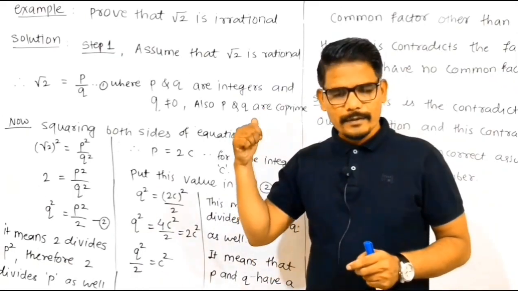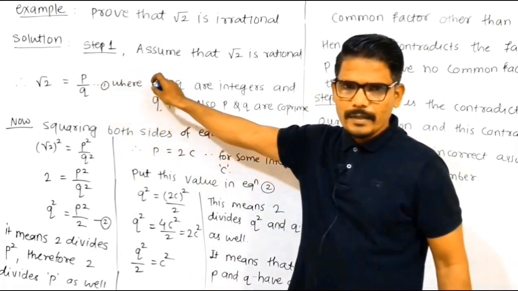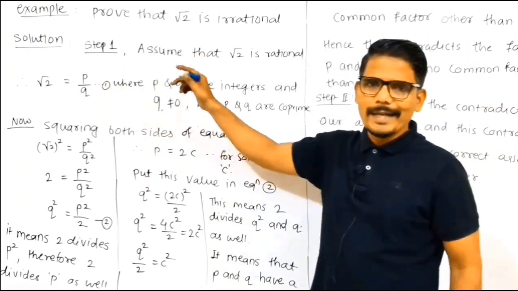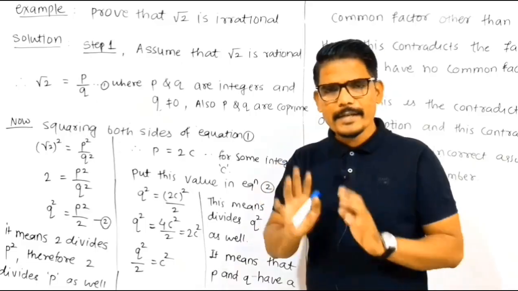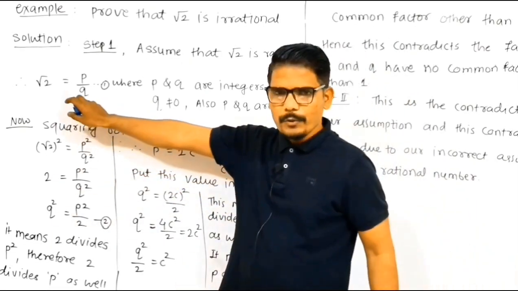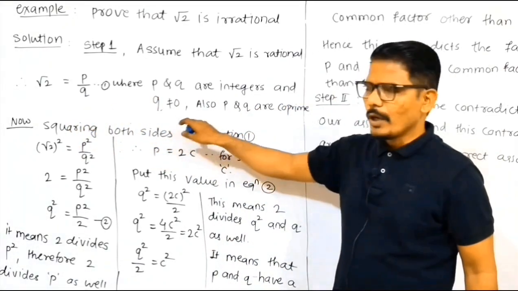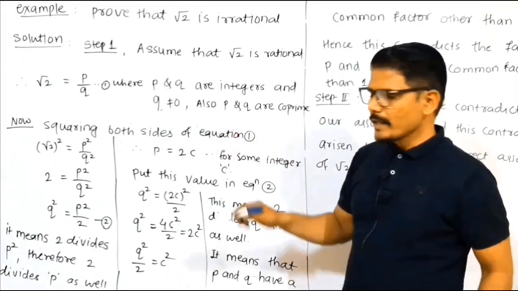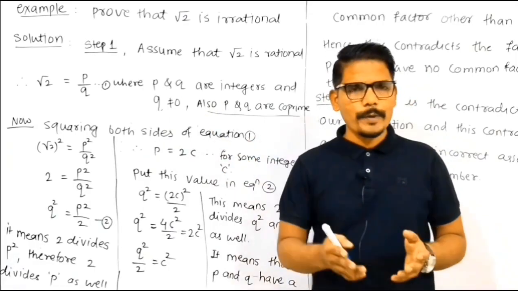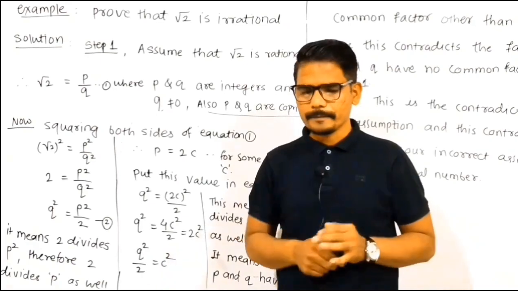We are going to prove this in 2 steps. The first step is assumption and the second step is contradiction. First step is assumption. We have to assume that root 2 is not irrational, but it is rational. If root 2 is rational, then we must be able to convert root 2 in p upon q form, where p and q are integers and q is not equal to 0. Also, assume that p and q are coprime. This is a very important assumption. What is coprime? Coprime numbers are those numbers which do not have common factors other than 1.